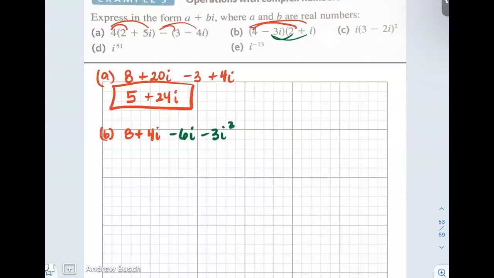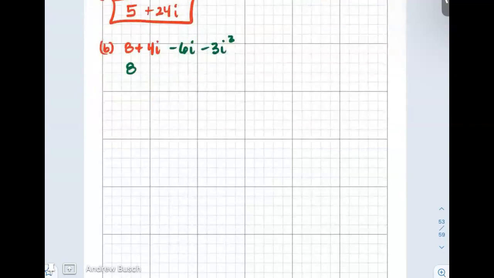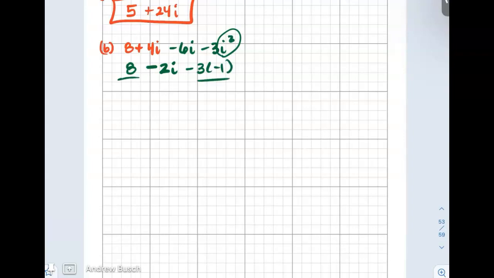You're then going to collect the i's together. That's going to be negative 2i. You're also going to change the i squared into a negative 1, which makes this a positive 3. So if you add that with 8, you get 11 minus 2i for B.